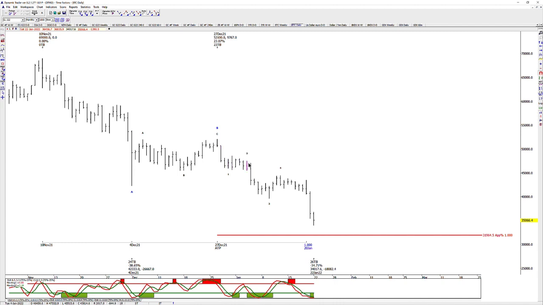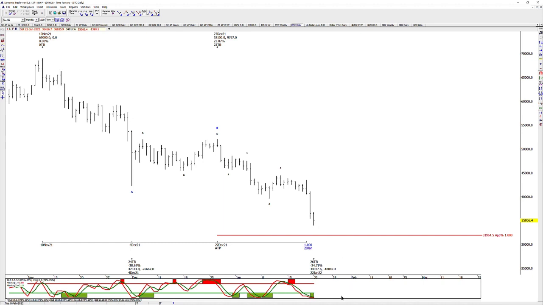Wave 1, a correction, another impulsive decline, a correction, another impulsive decline. And it looks like the 1 is by far the shortest of 1, 3, and 5. 3 is definitely longer. And then the 5 might even be longer than the 3, as long as the 3 is not the shortest of 1, 3, and 5. Fantastic setup.